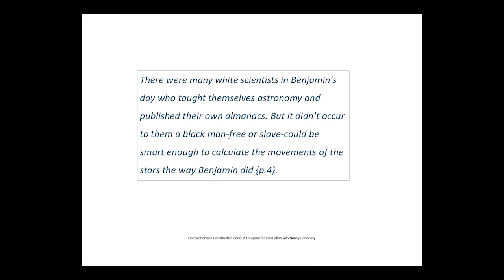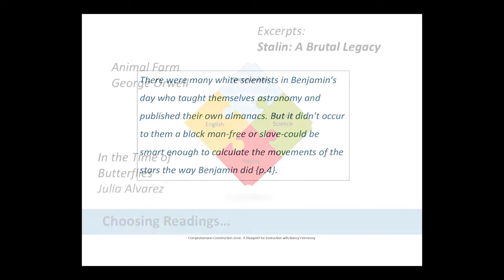Look at the sentence structure. Look at the first sentence, all right? Who taught themselves astronomy and published their own almanacs. That's a relative clause, by the way. Now, your students don't need to know that, but they need to know that that relative clause is carrying meaning and referencing back to many white scientists, right? Second sentence begins with but. Oh, already we've got an adversative conjunction. They need to know the meaning of that little signal word, okay? So sophisticated language, all right?